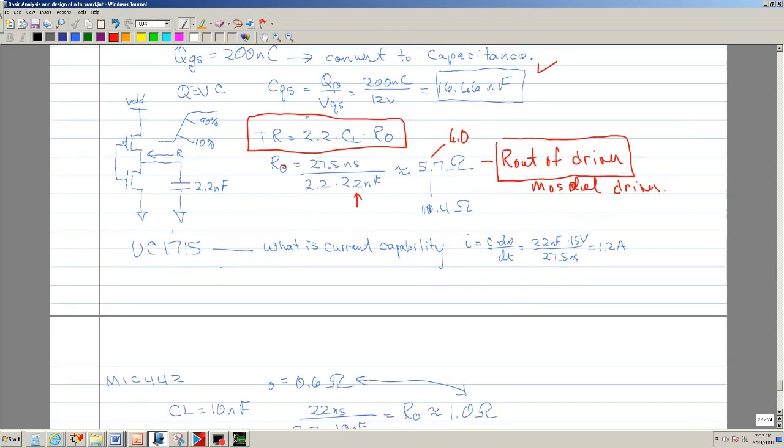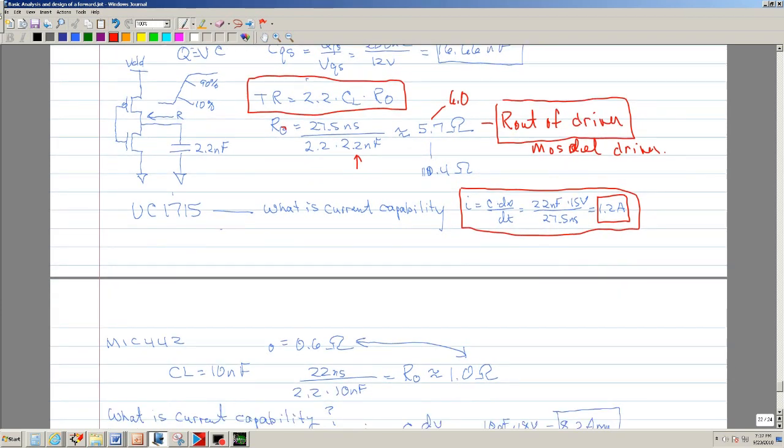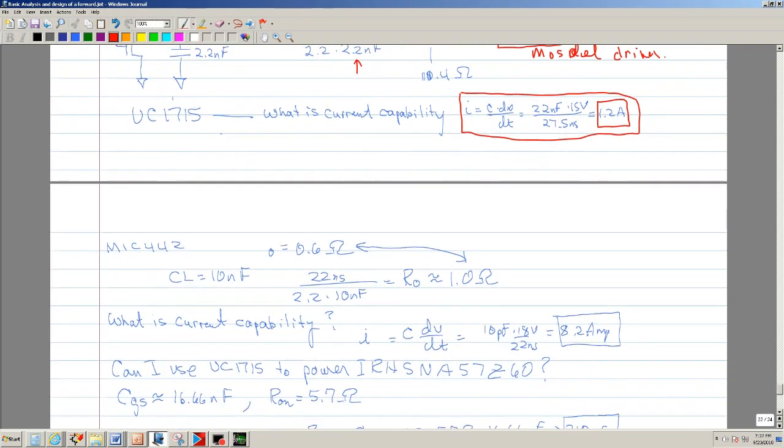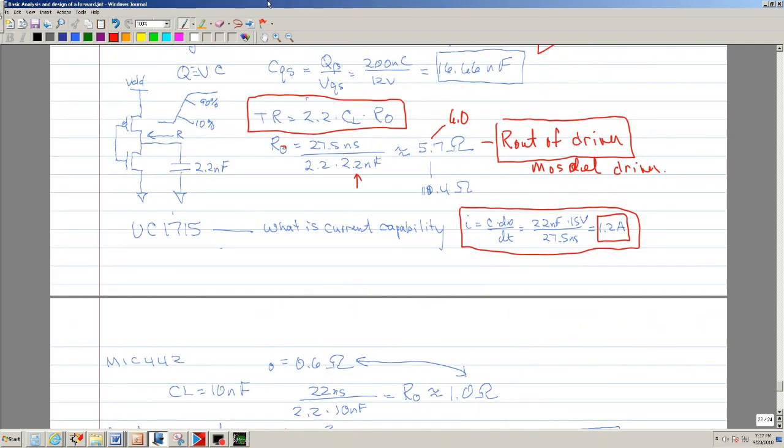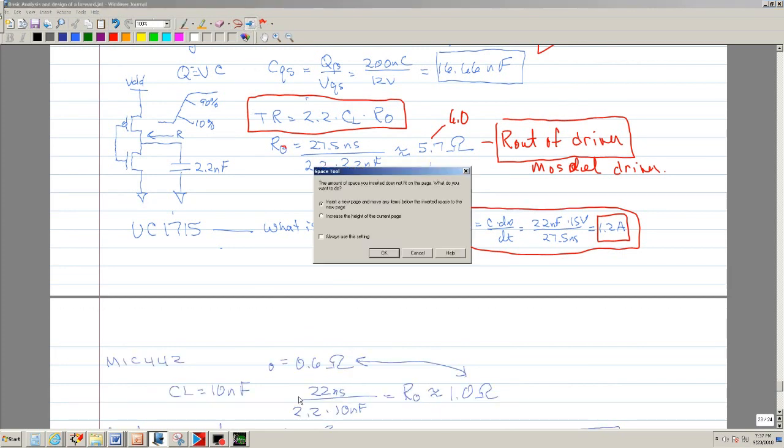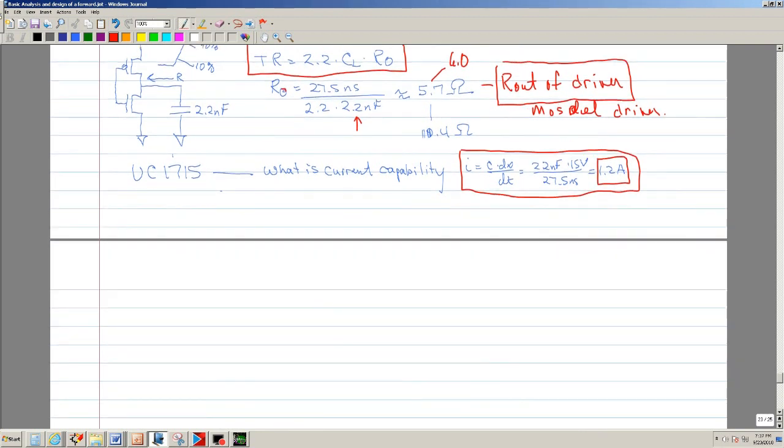Now you can also use this equation. This tells you that the driver can only produce 1.2 amps of drive current. What does that mean? Well, let me go ahead and do a little bit of calculations here. Let's see how much drive we need.